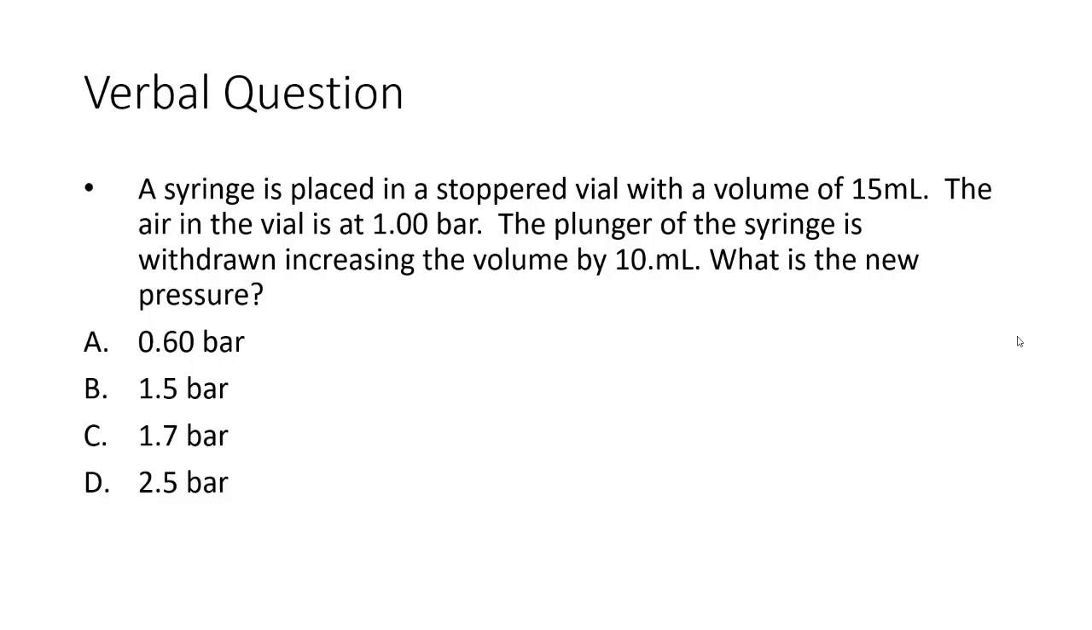You could eliminate some of the choices just based on that information. The question is, you have to come up with a number. How do you do that? So what's my initial volume? V1, 15 milliliters. What's my final volume? It is 25. It is the sum of the 10 milliliters and the 15 milliliters.